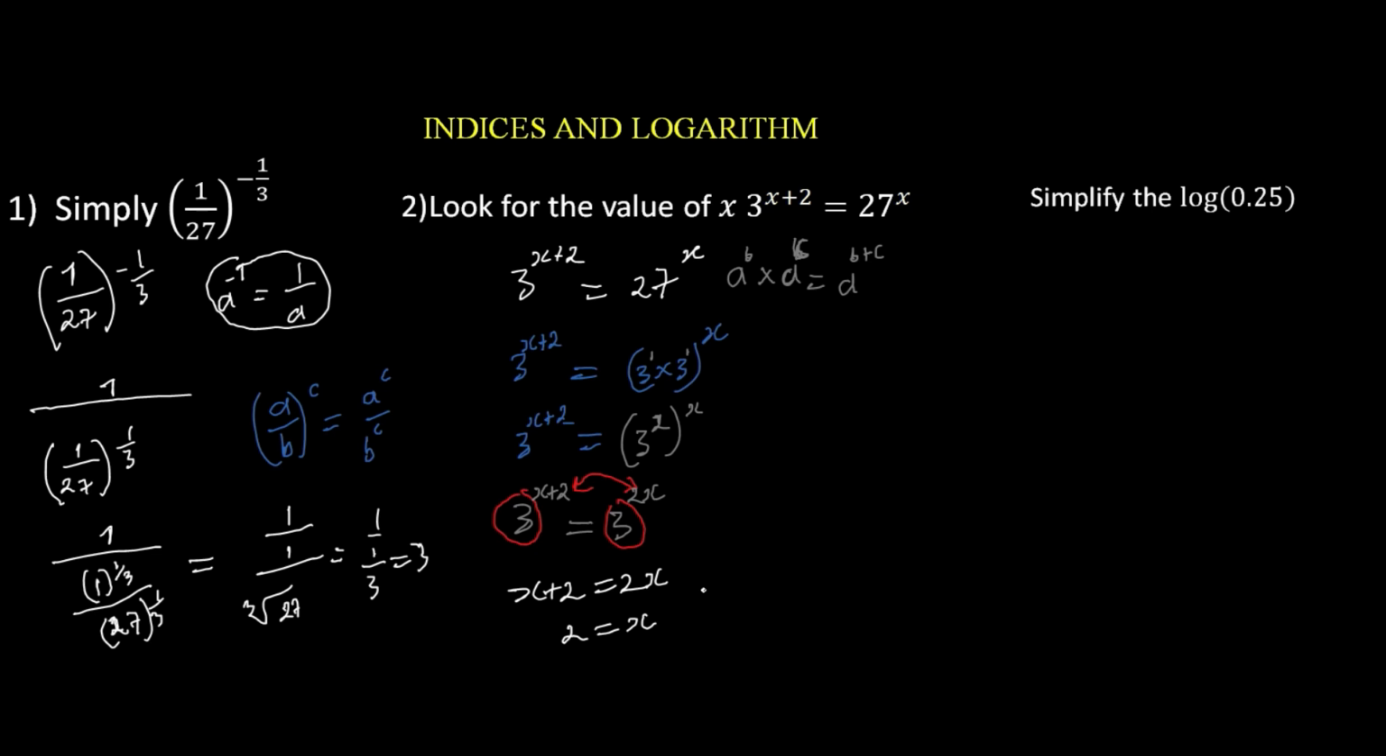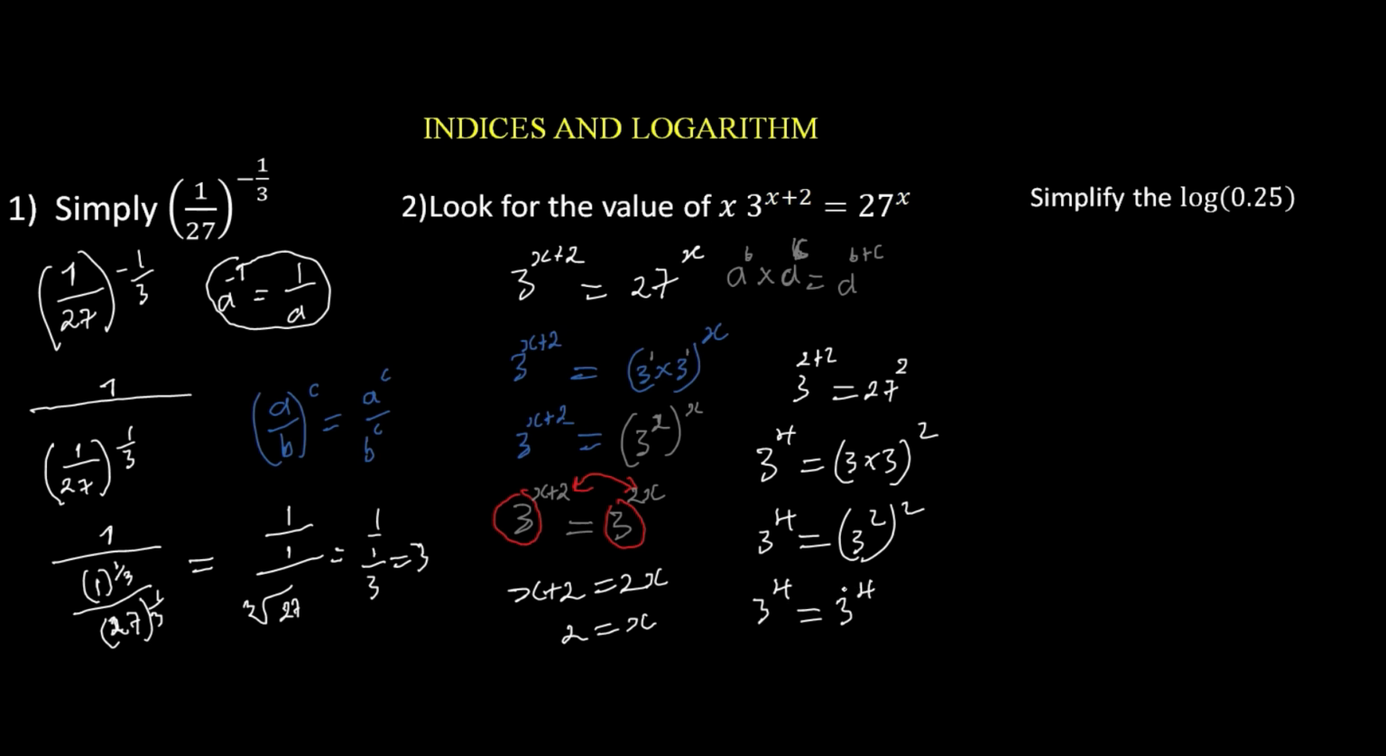Now you can always verify your answer. If you put 2 there, if x is 2, then you're going to see that 3 raised to the power 2 plus 2 will simply be equal to 27 raised to the power 2. This is the same as 3 raised to the power 4. Now 27 is the same as 3 times 3, all that raised to the power 2. So this will be 3 raised to the power 2, all that raised to the power 2, which is 3 raised to the power 4. So 3 raised to the power 4 equals 3 raised to the power 4, which are equal. Meaning that our answer here is correct.